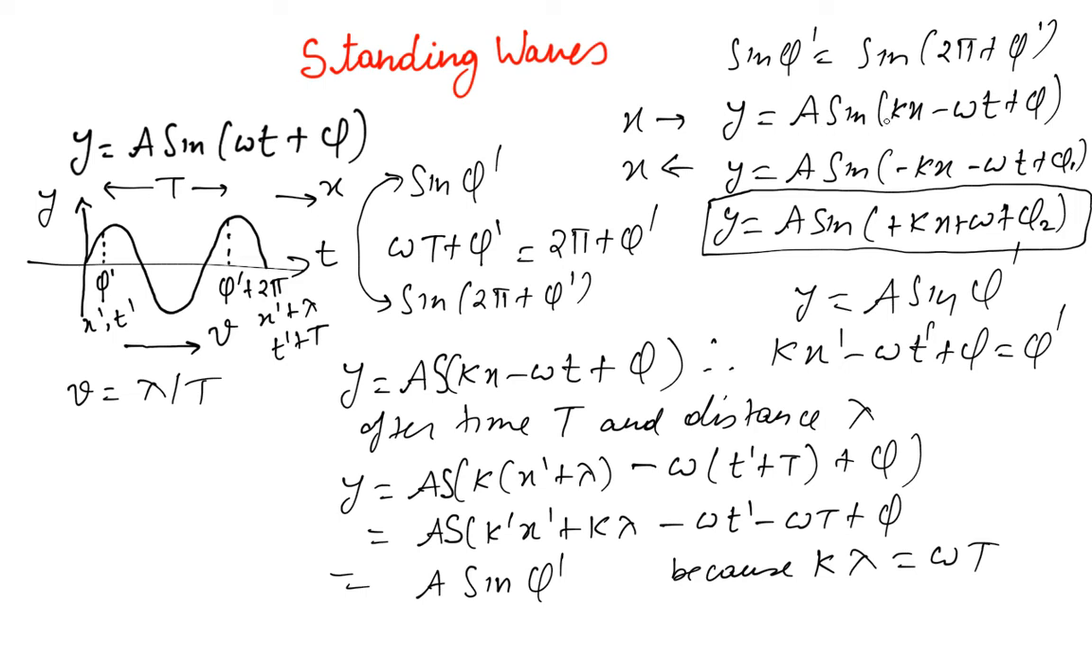Okay, so by writing the equation like this, we have overcome two shortcomings. First, the angle will not be more than 2 pi. Second, this tells that the wave is moving in the positive x direction, and this tells that the wave is moving in the negative x direction. Okay, with this understanding, let's talk about standing waves. So, what is a standing wave?